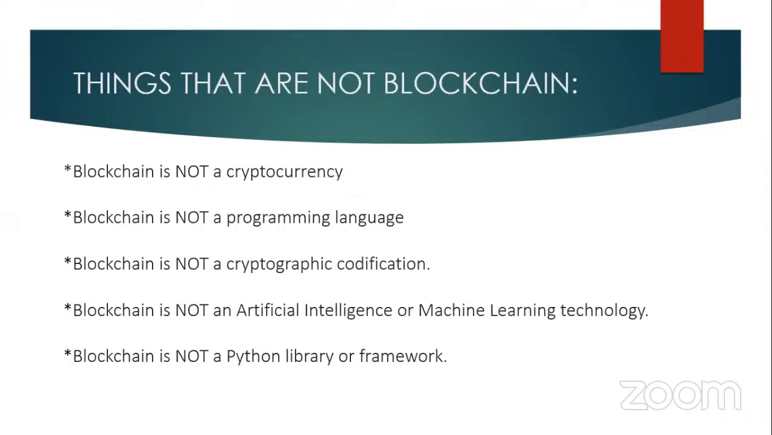The things that are not blockchain. Number one, blockchain is not cryptocurrency. Every student should take notes. Things that are not blockchain. Number one, blockchain is not crypto. Please don't confuse Bitcoin with blockchain. There's actually Bitcoin in blockchain and bitcoin in crypto.